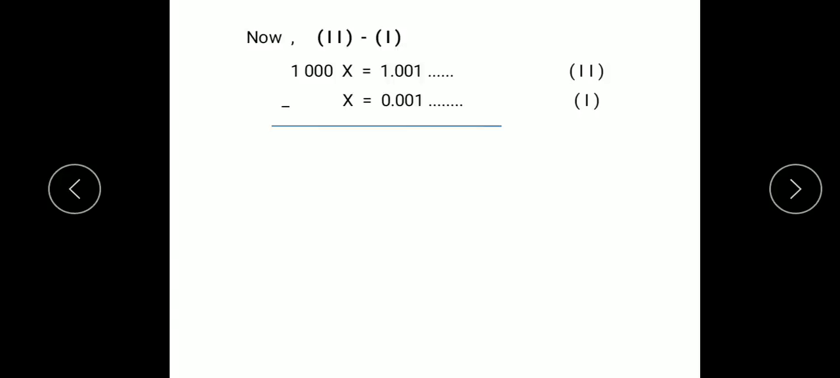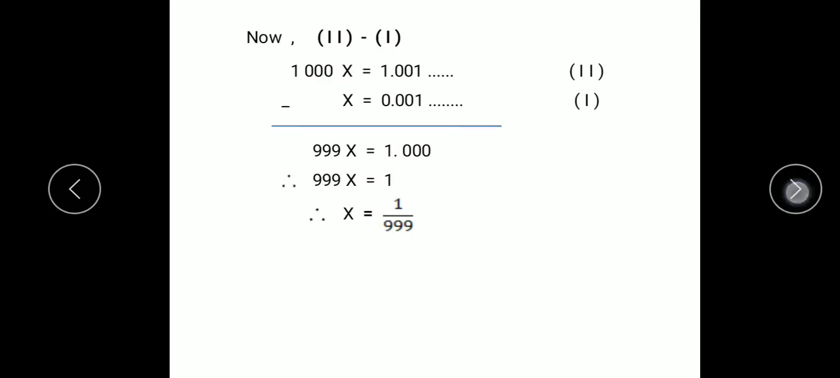On the left hand side, 1000x minus x, we will have 999x, isn't it? And on the right hand side, you can see that the decimal part will get nullified. In the whole number part, we will have 1 minus 0 equal to 1. So the result will be 999x is equal to 1.000, which is further equal to 999x equal to 1. Therefore, the value of x will be 1 upon 999.